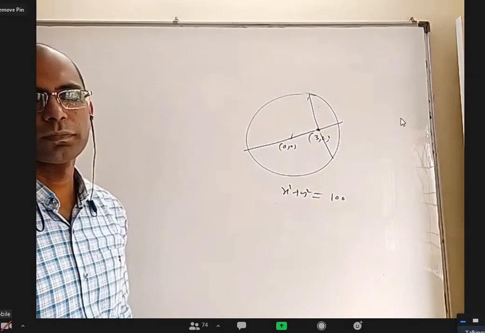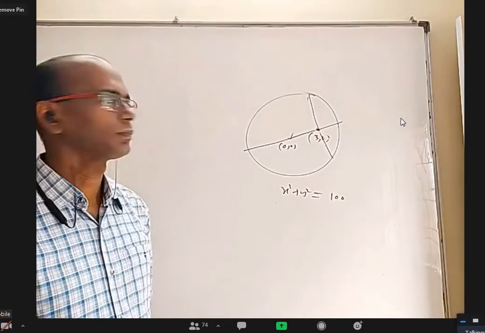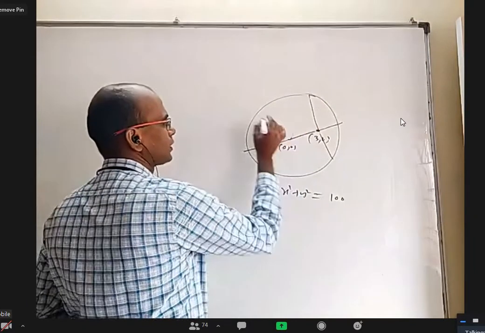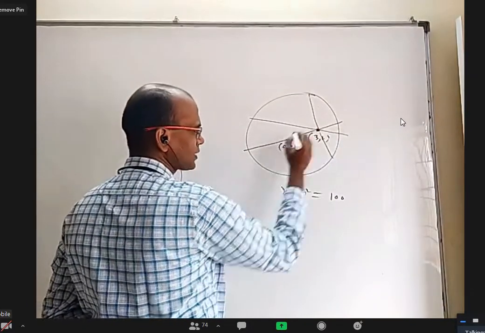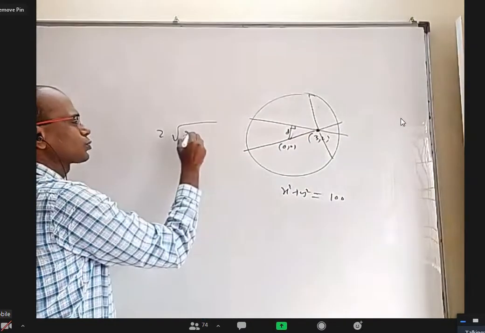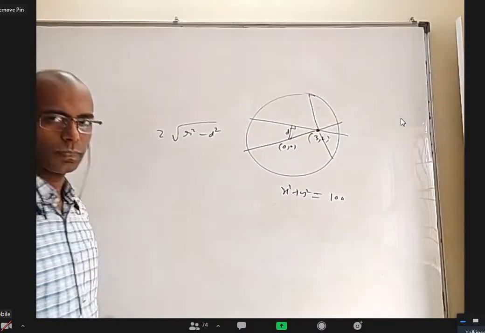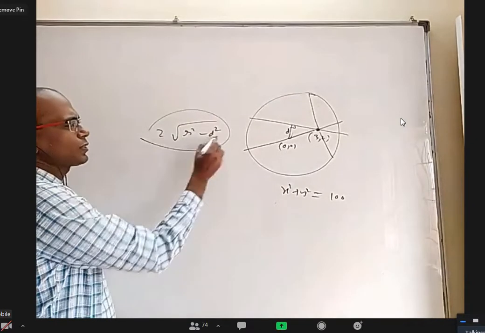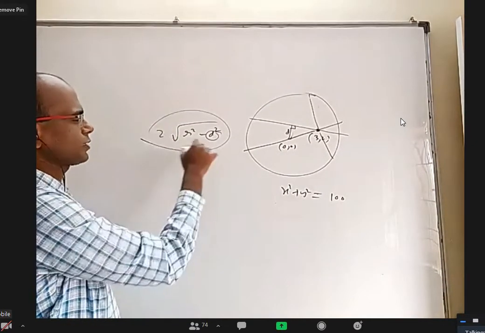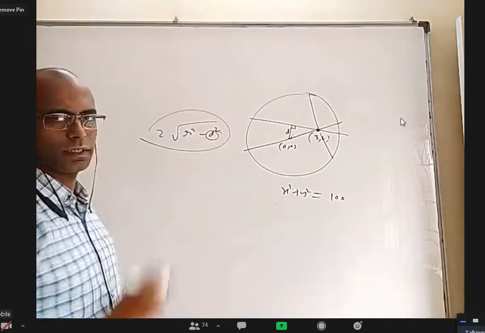Sir, it is only the maximum distance from the center, no, sir. Exactly. Yes, yes. If you take any other chord through this and take this perpendicular distance at d, the length of the chord is 2 root r square minus d square. If you want to minimize this, you have to maximize d, right?